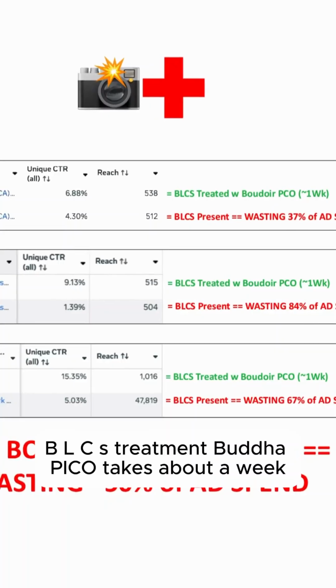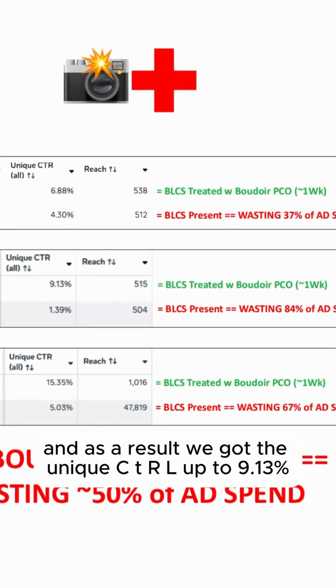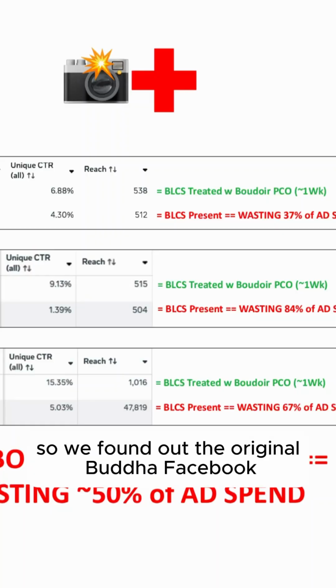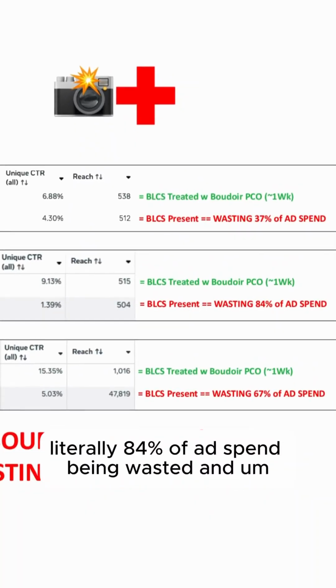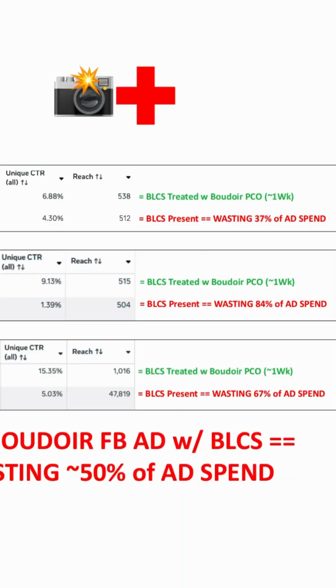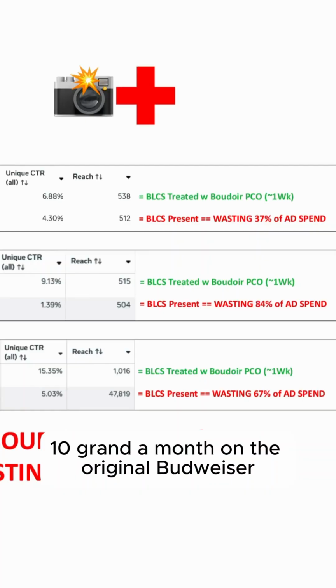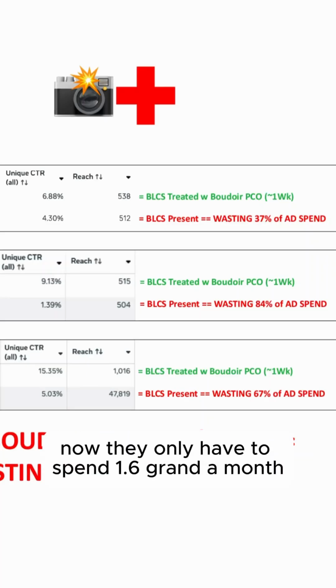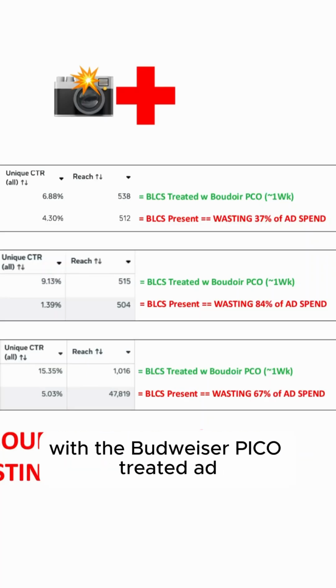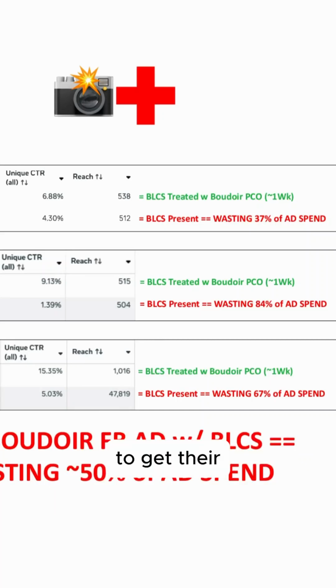BLCS treatment with Boudoir Pico takes about a week. And as a result, we got the unique CTRL up to 9.13%. So we found out the original Boudoir Facebook ad was actually wasting 84% of ad spend, literally 84% of ad spend being wasted. So if they're paying 10 grand a month on the original Boudoir Facebook ad, now they only have to pay 1.6 grand a month with the Boudoir Pico treated ad to get their ad into the same number of women's brains.